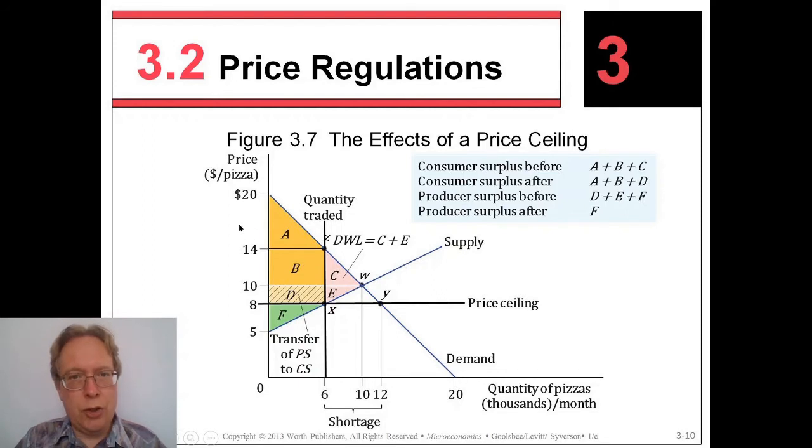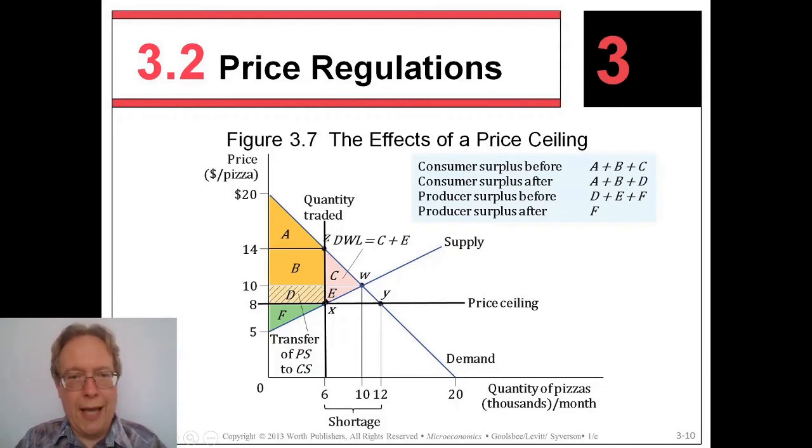So in other words, consumer surplus before imposing the price ceiling is A plus B plus C, as you can see here. What about producer surplus? Very similar. The area above supply, below price, so that's D plus E plus F. So that's the situation before the ceiling. Consumer surplus is A plus B plus C. Producer surplus is D plus E plus F.